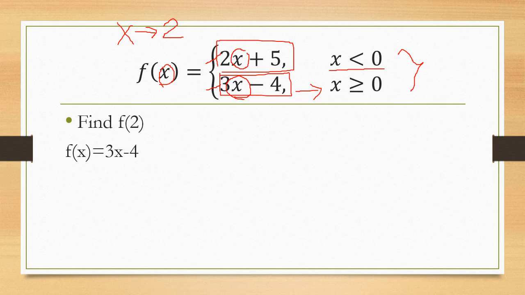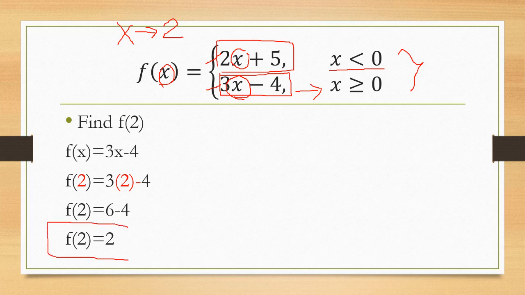Then, the rest is just as simple as kanina lang. Kanina ginawa natin. So, 3x minus 4, f of 2, 3 times 2 minus 4. Okay? Then, multiply na yung susunod yun, di ba? So, 3 times 2 is 6. Then, copy minus 4. Then, yan, pinakamadali na, subtraction. So, 6 minus 4 is 2. So, therefore, f of 2 is equal to 2.